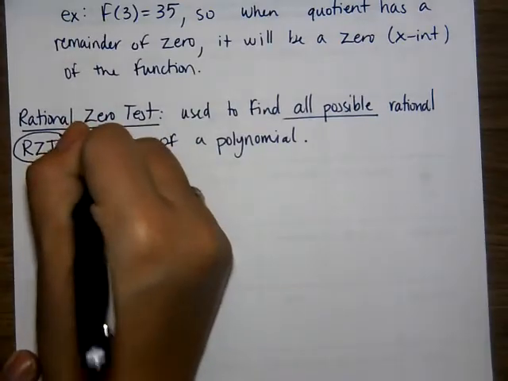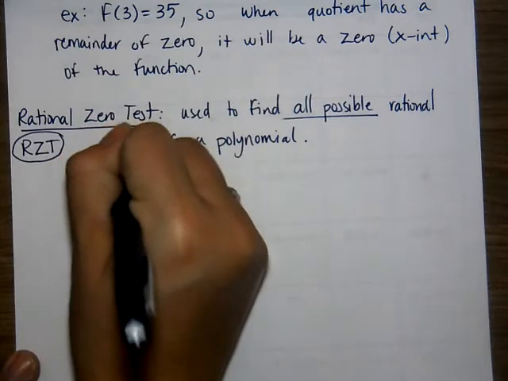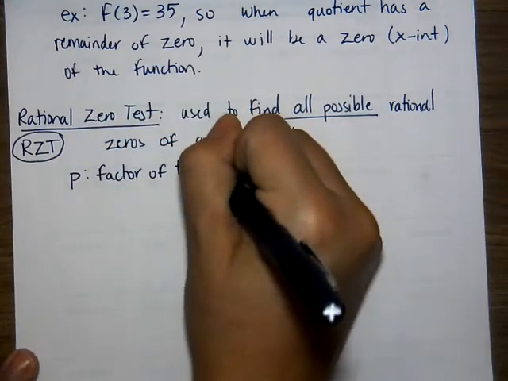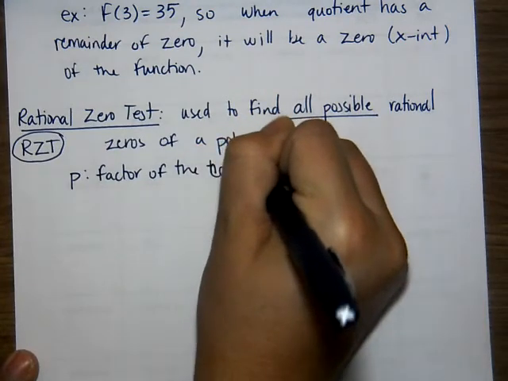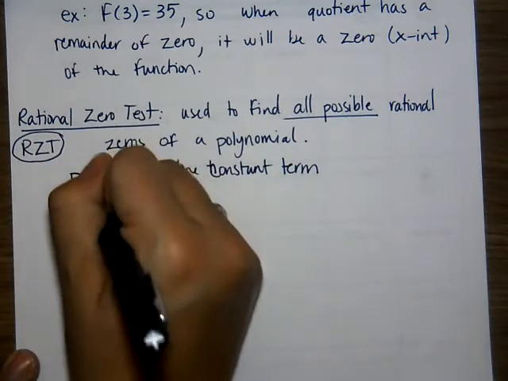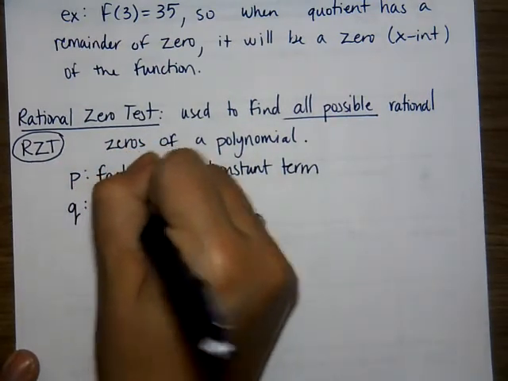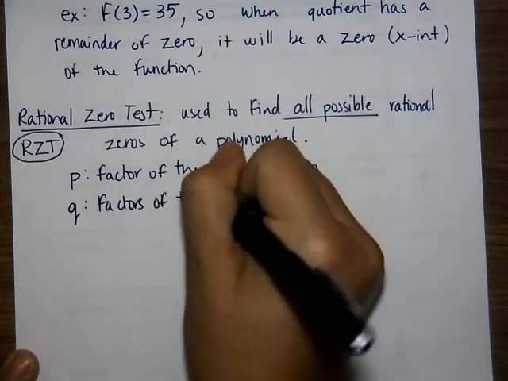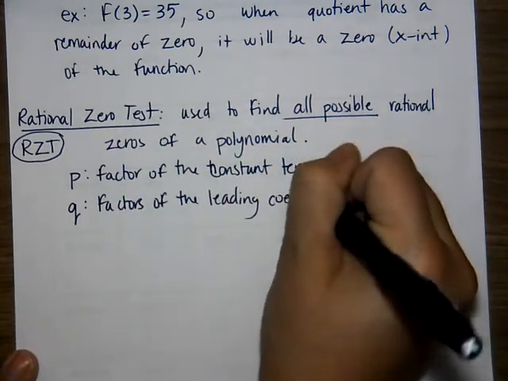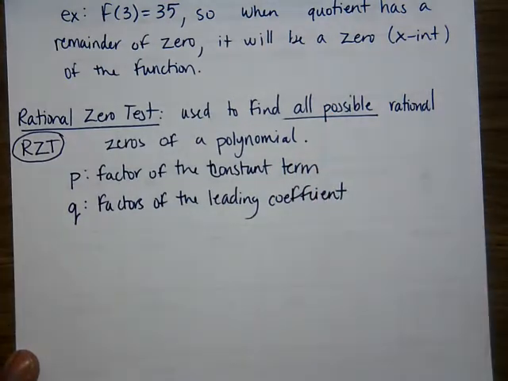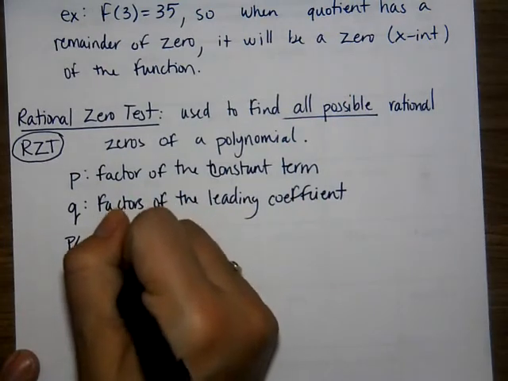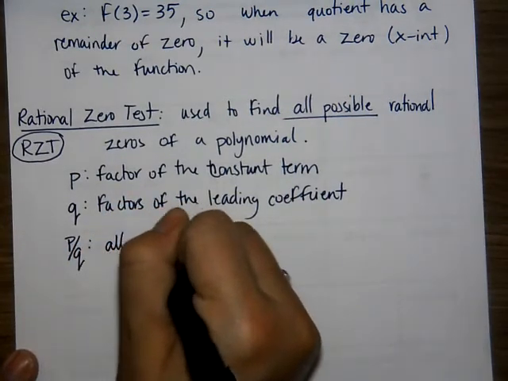So you're going to need P, which represents the factors of the constant term. And then you're going to need Q, and that represents the factors of the leading coefficient. P divided by Q represents all possible factors.